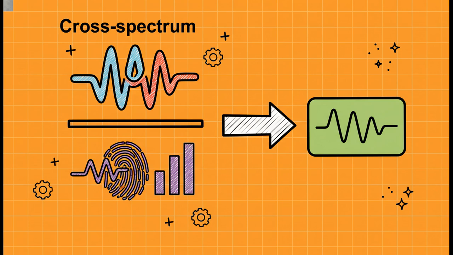So now we can put our two tools together, and we get this beautiful, simple core equation for SPA. Our estimate of the system is just the cross spectrum divided by the input's power spectrum. Think about what that means. We're taking the measure of how the input and output move together, and then we're basically normalizing it by the strength of the input signal itself. It's an incredibly elegant way to isolate the system's behavior.